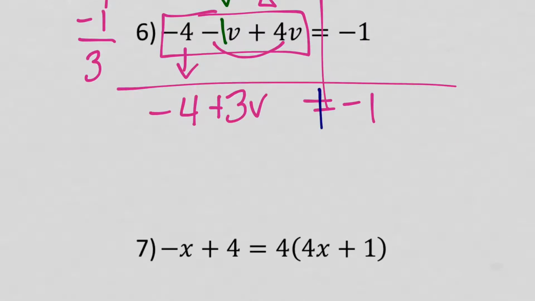So now I have to get v by himself. Who's on the same side as the equal sign as v? Well, the negative 4. So I need to get rid of him by doing the opposite of subtraction, which is to add.